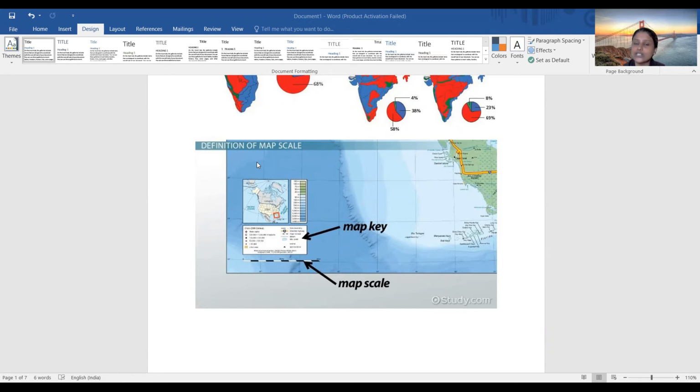Yes or no? Suppose you want to travel from Coimbatore to Chennai: how much distance it is, how many kilometers, and how many hours it will take you to reach. Nowadays you can observe how many hours you will take to reach the place if you go by walk, by two-wheeler, or by four-wheeler. So to know the distance between places, these map skills are used.